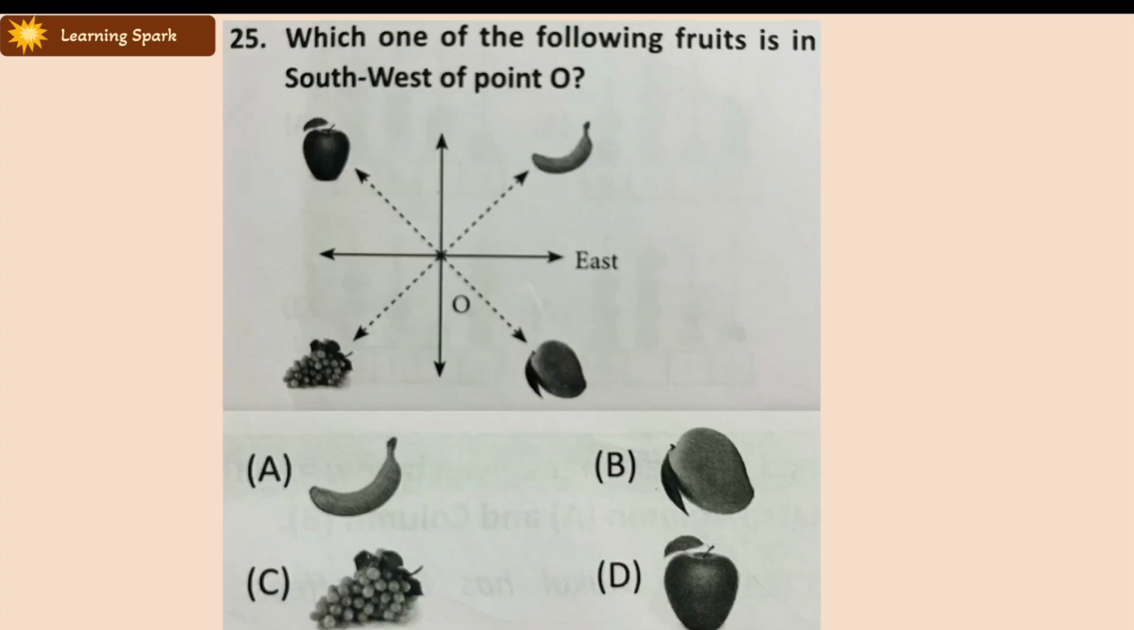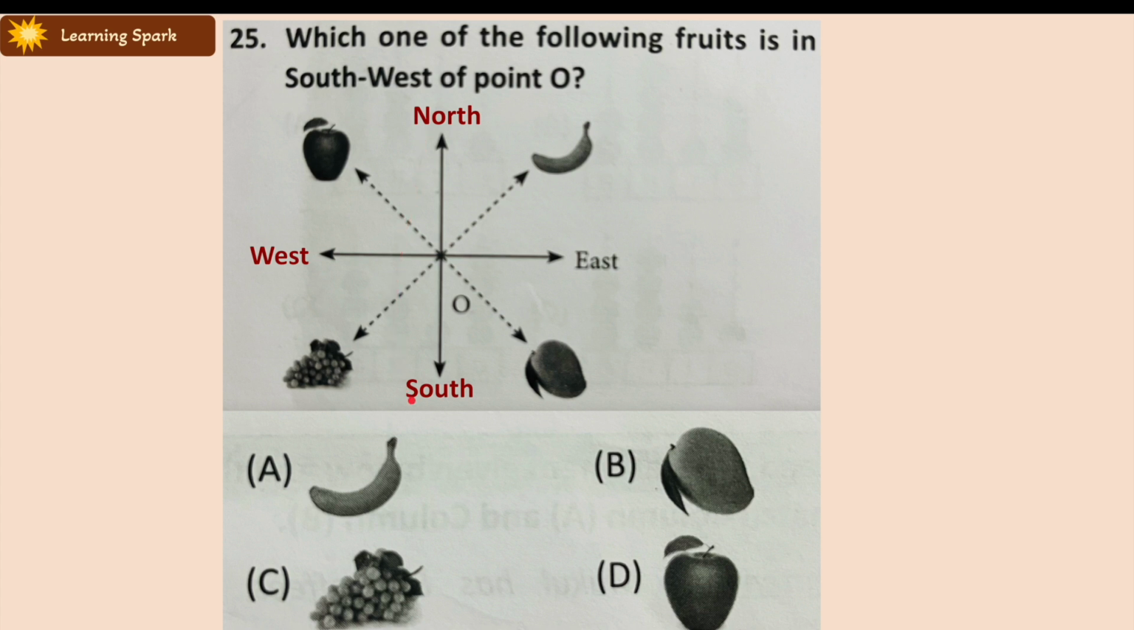Question number 25 is on your screen. Let's solve this now. Which one of the following fruits is in the southwest of point O? The east direction is given. Let's draw the other directions. So this is east, this is west, north and south.